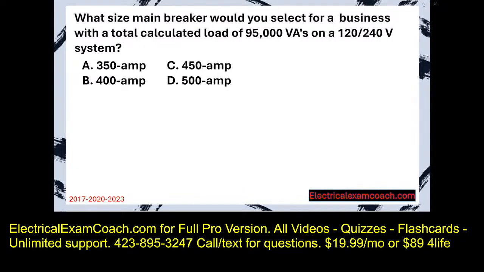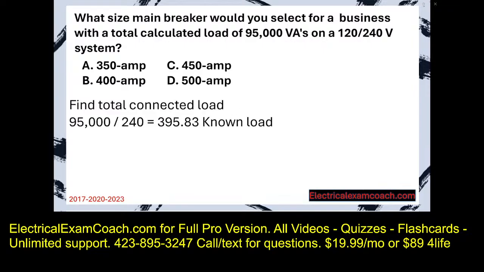What size main breaker would you select for a business with a total calculated load of 95,000 VAs on a 240 volt system? Step 1, find our total connected load. They've already performed the load calculation for us, so all we have to do is divide by the system voltage. And we end up with 395.83, and we would round up to 396.